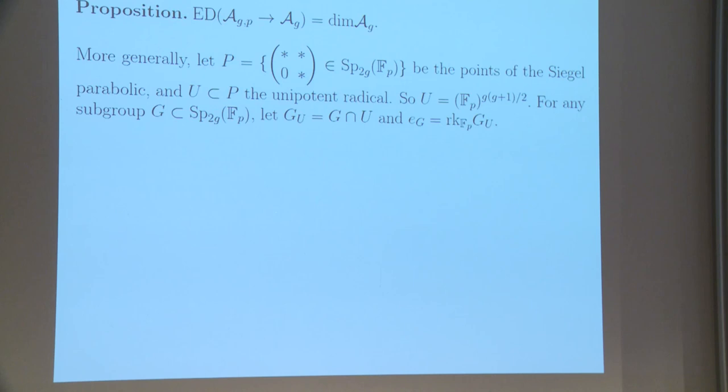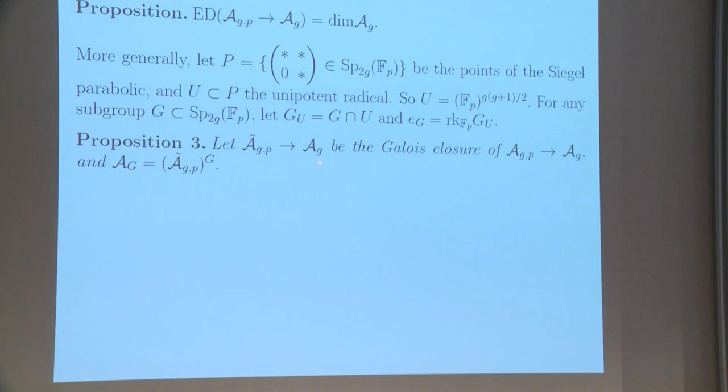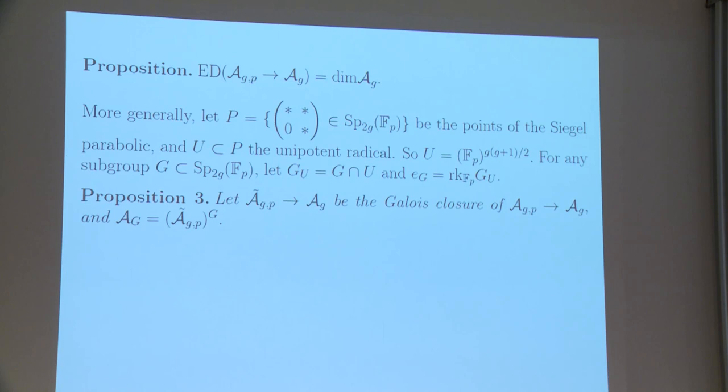Then I can start with the Galois closure of this and take the quotient corresponding to the group G. So this covering has group G, from this AG tilde to AG. The statement is that the central dimension is at least EG. When G is the whole group, then big AG is equal to little g, and this is just the other proposition: the central dimension is equal to the rank of U, which is the dimension of AG.